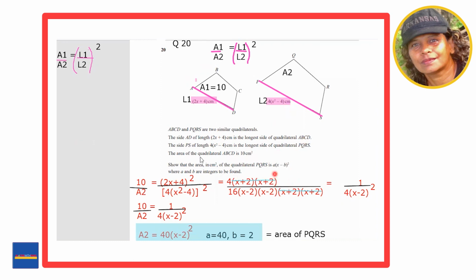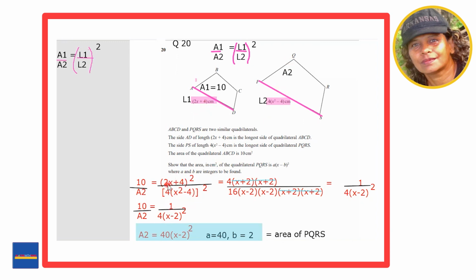Now we use our basic rule: A1 over A2 equals L1 over L2 squared, and that is for similarity. So for A1 over A2, we've been given A1 is 10. We have to find A2. We write that, and it's equal to the ratio of corresponding sides squared. Now the smaller one, A1, is 2x plus 4 squared, and A2, for the larger quadrilateral, is 4 into x squared minus 4 squared.